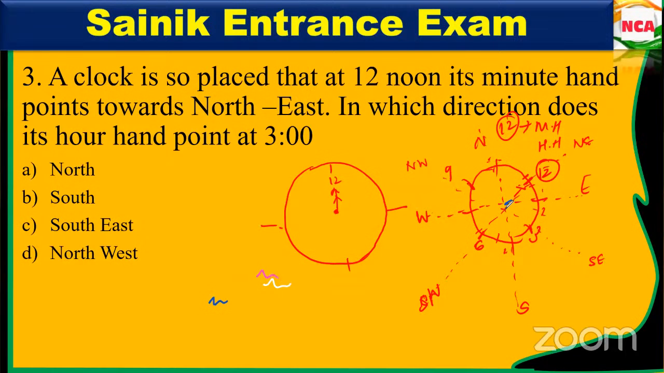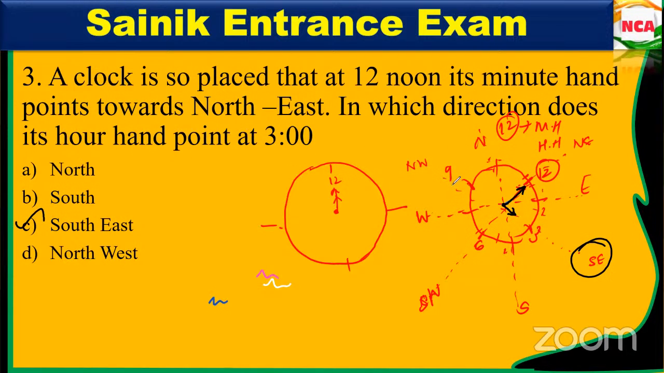Yes, fine. So where will the 3 o'clock be? The minute hand will be facing towards 12 and the hour hand will be at 3. Now say the direction. Which direction does the hour hand point at 3 o'clock? So where is the hour hand? Ma'am, in the southeast direction. Very good, that is in the southeast direction.